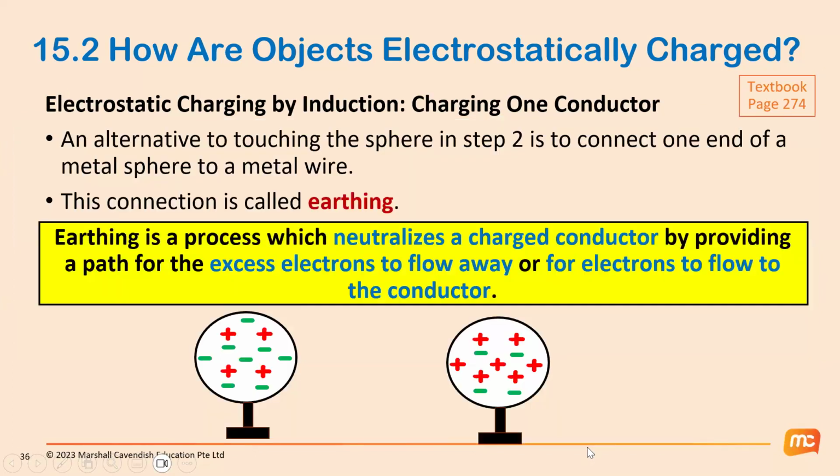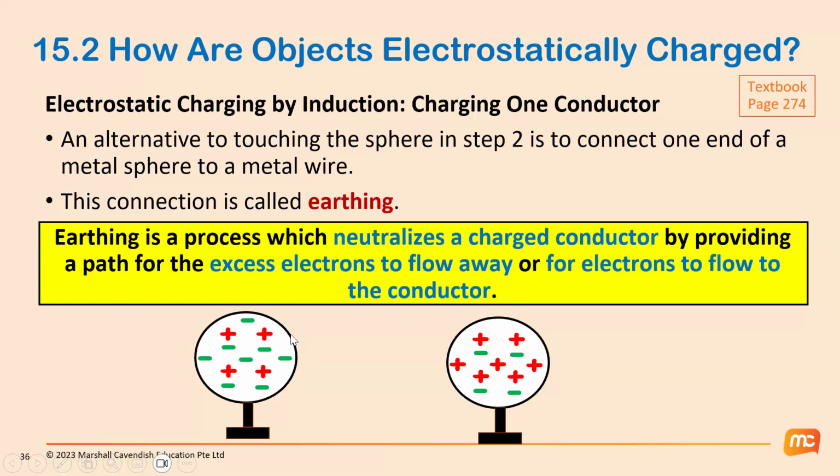Let's go in depth into the process of earthing. Instead of touching the sphere, we can connect one end of the sphere to a metal wire or any conductor. As long as I provide a path down to the ground, that process is called earthing, and that path must be a conducting path. The most common one is to attach a metal wire to it. The definition of earthing you need to know: earthing is a process which neutralizes a charged conductor by providing a path for the excess electrons to either flow away or flow to the conductor.